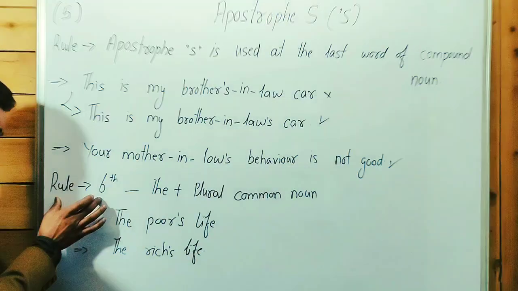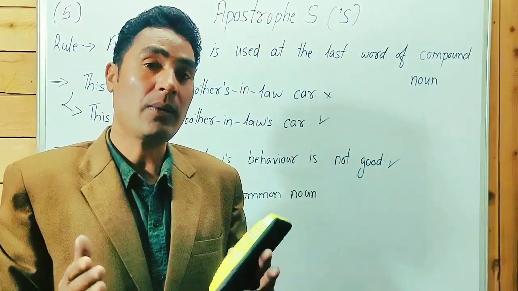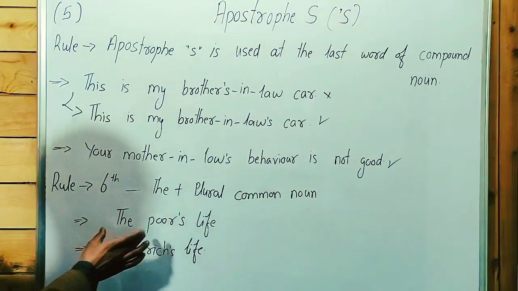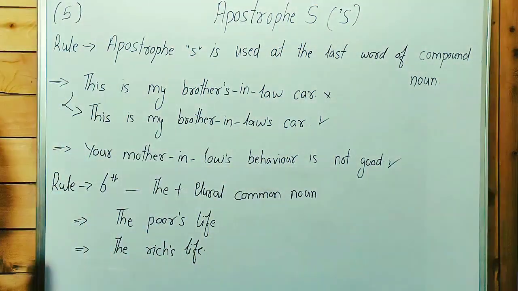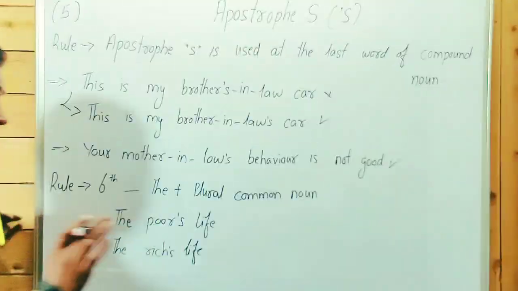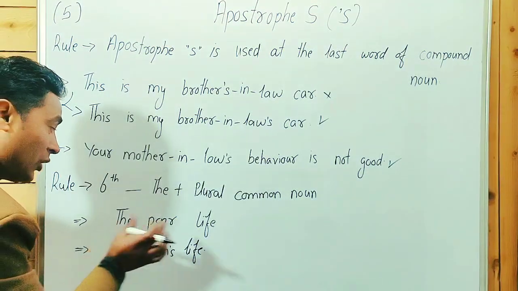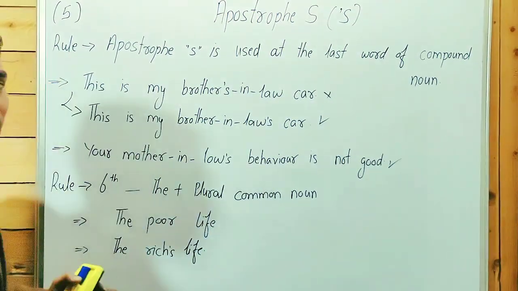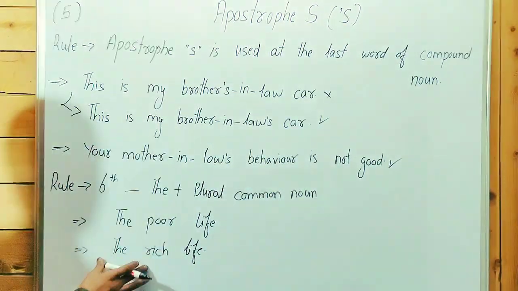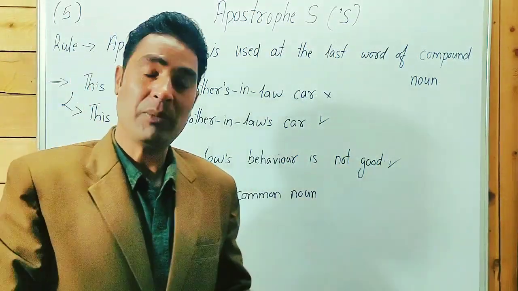Rule number 6. The plus plural common noun is okay. With the plus plural common noun, we don't use apostrophe s. The poor's life. Poor is an adjective, guys. When we talk about plural common noun, we don't use apostrophe s here. Now it's a correct phrase. The poor life. We don't say the poor's life. The rich's life. No, we write only the rich life, the poor life, the poor people, the rich people.